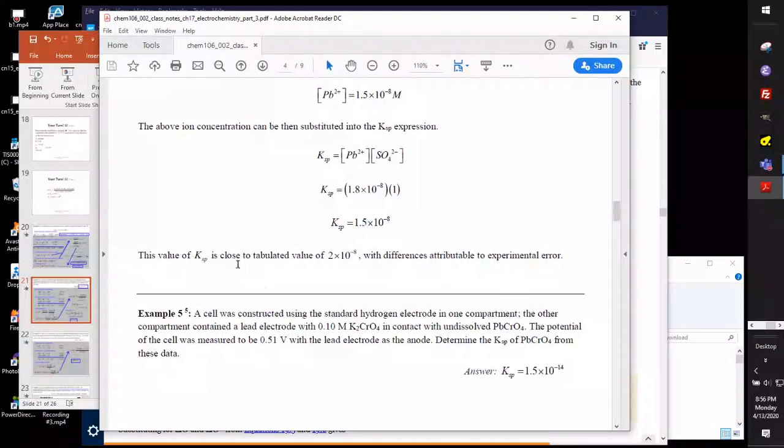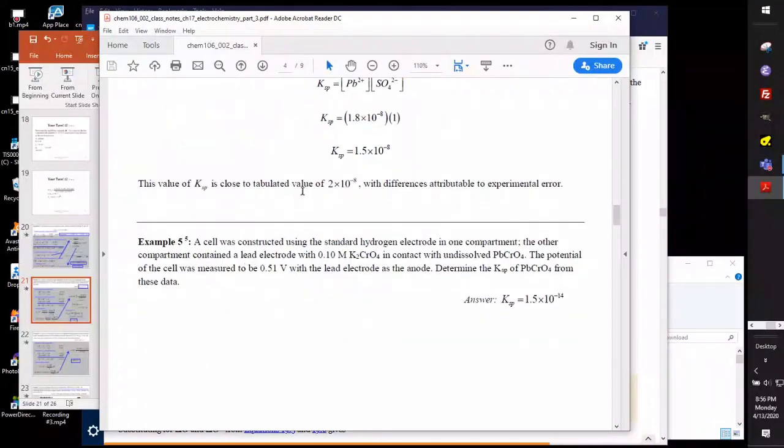And this value is close to what's in the tables for the KSP of lead sulfate, which is around 2 times 10 to the minus 8. And normally there is some difference here depending on the experimental error and rounding and things like that. So sometimes the calculated values can be a little bit off from what's in the table, but usually those differences aren't significant.